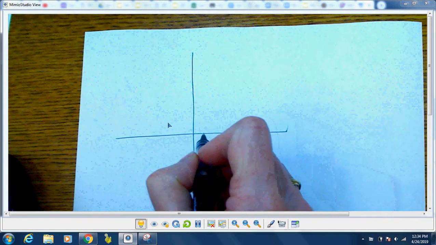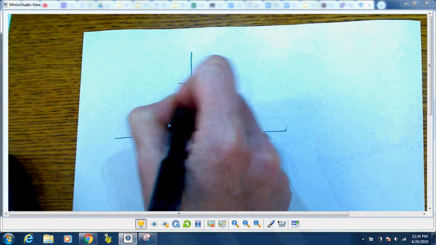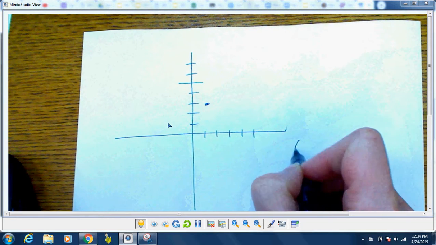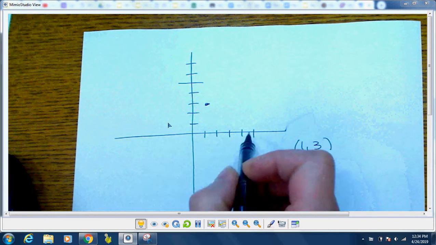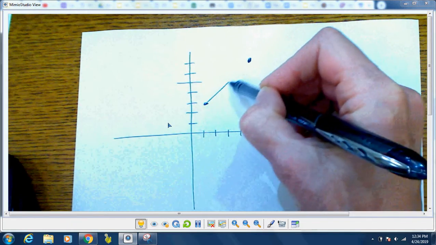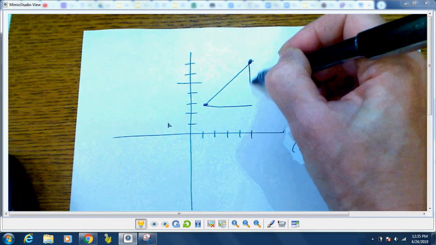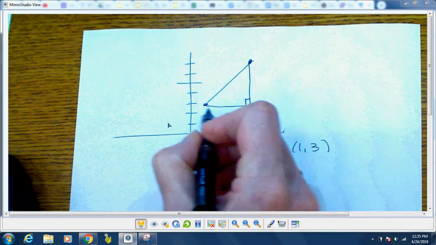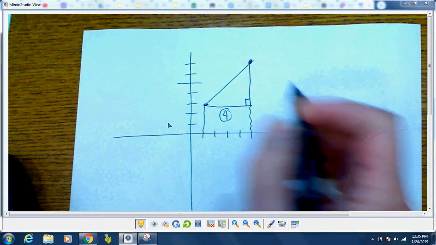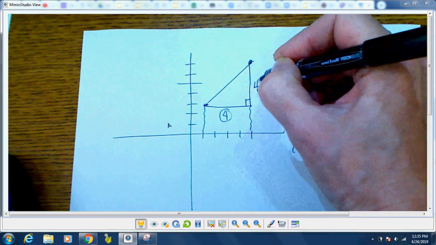So let's say you have 2 points. You have the point 1, 3, so over 1, up 3, and you also have the point 5, 7, so over 5, up 7. And you want to figure out how far is that. If you think of this as a right triangle, this distance right here from 1 to 5, that's 4 units. And then this distance right here from 3 up to 7 is also 4 units.